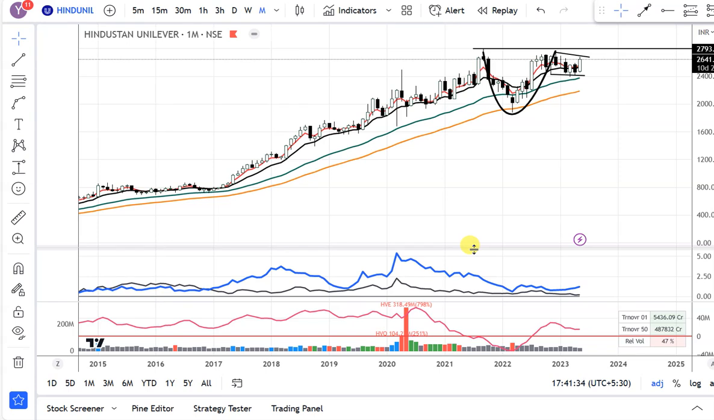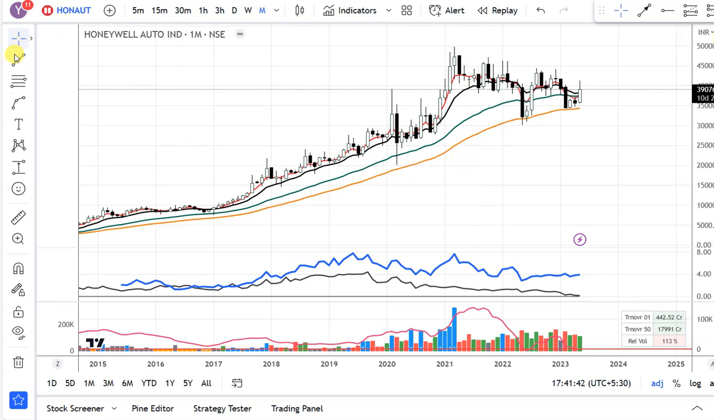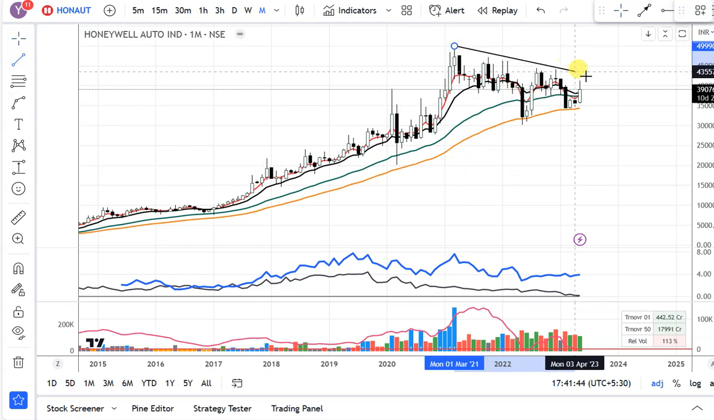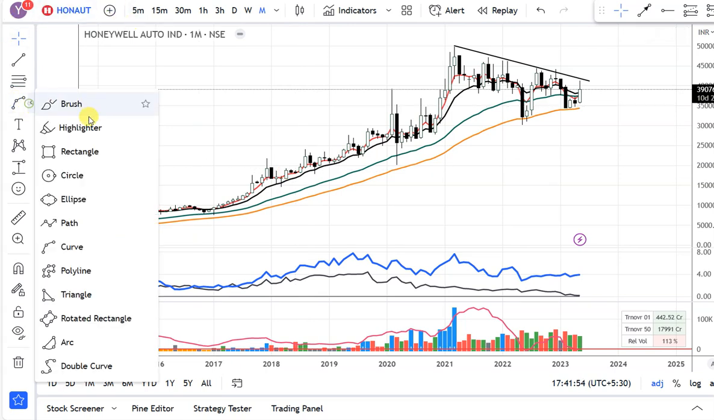Honeywell is continuously making higher lows in that range, and it is at a strong support level. So if the breakout comes very strong, then we will see what happens with Honeywell in the next couple of weeks.